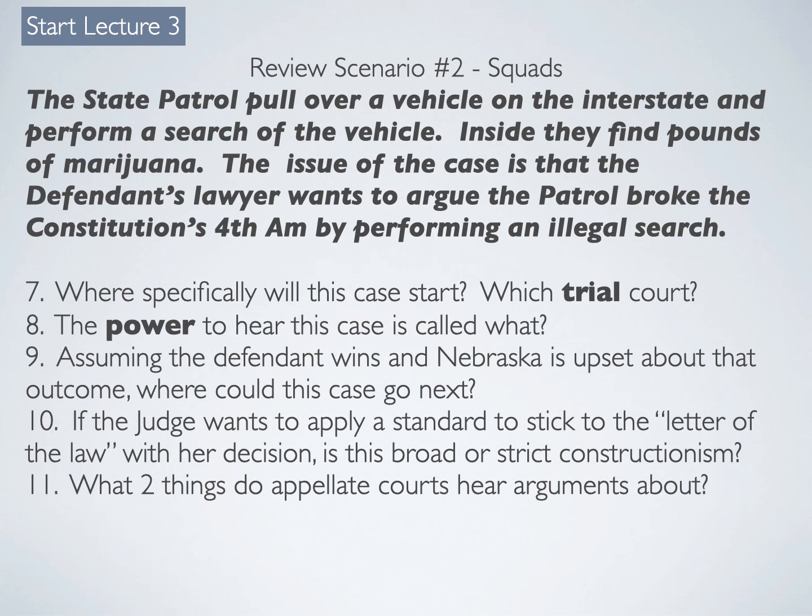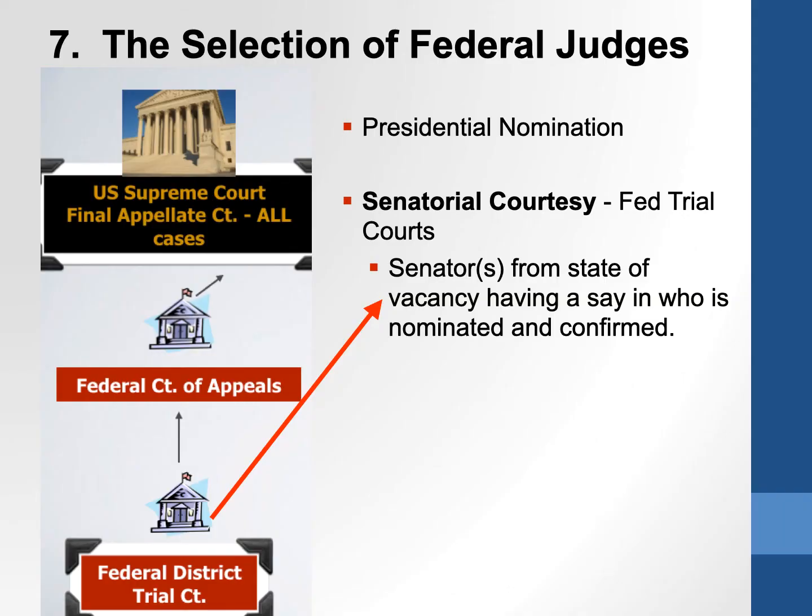That is number 8. The power to hear a case is called jurisdiction. This case is then on the left-hand side. So where does it go next? The Eighth Circuit, and you can just tell me Court of Appeals, but specifically it would go to the Eighth Circuit. Number 10, strict construction. Number 11, interpretation and procedure. All right. The selection of federal judges by the president. So make sure that you recognize that.